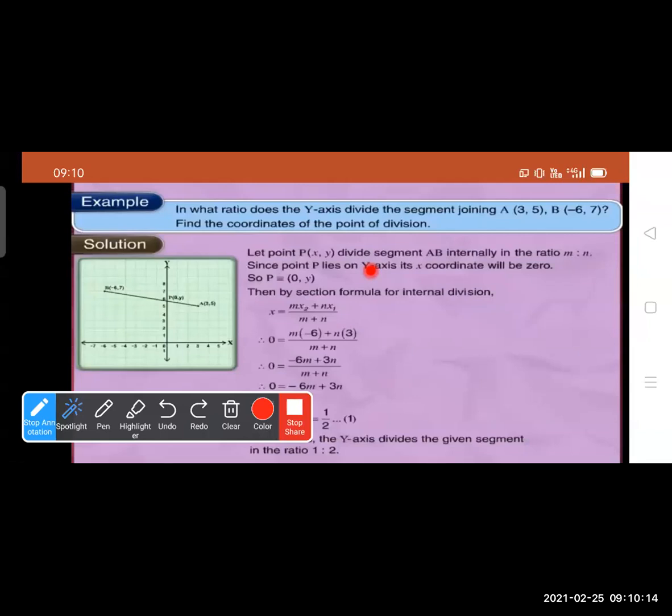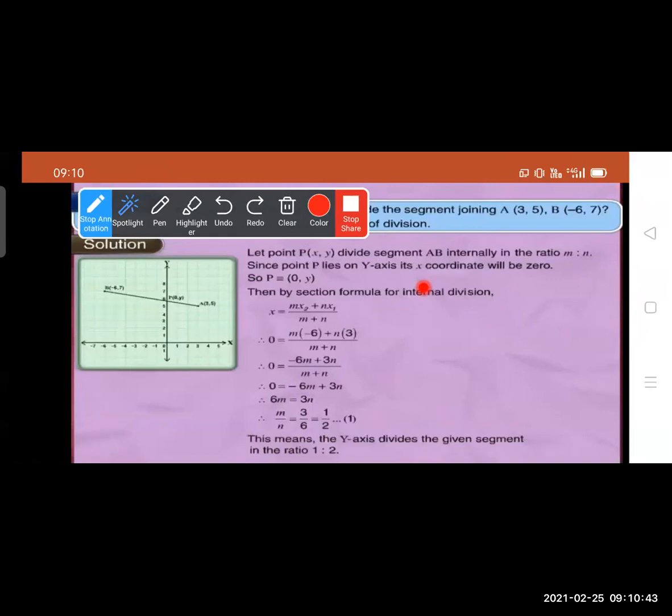Okay, it's clear. If this line segment touches the x-axis, then its y coordinate is 0. But this line segment touches the y-axis, that means its x coordinate is 0. Then we use the section formula for internal division: x is equal to (mx2 + nx1) divided by (m + n). So here we find the coordinates of the point of division.